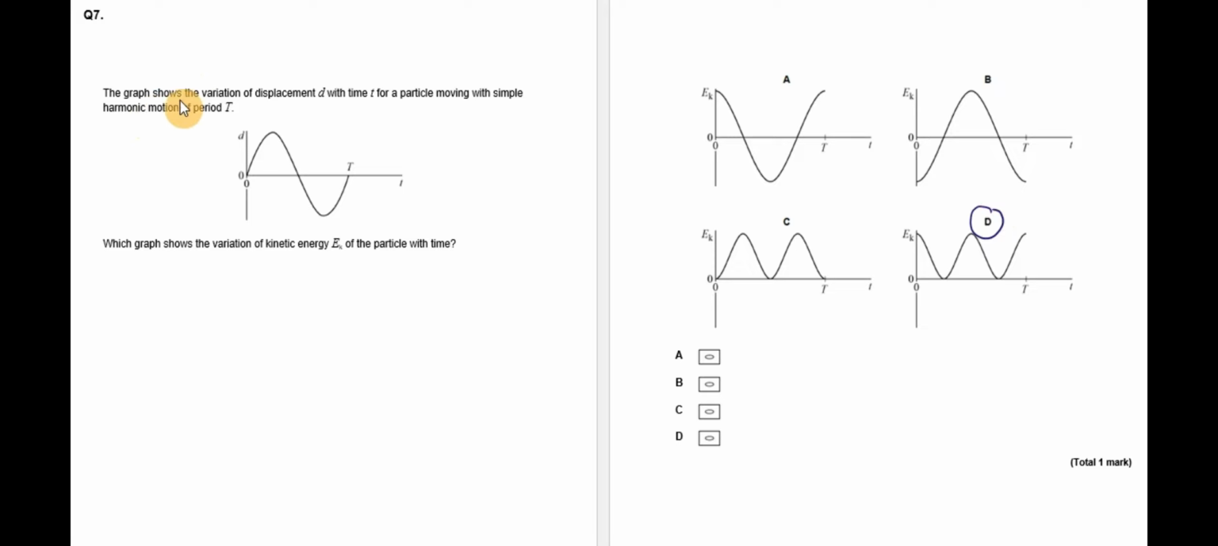So, this graph shows the variation of displacement D with time t for a particle moving with simple harmonic motion of period large T, capital T. Which graph shows the variation of kinetic energy of the particle with time?